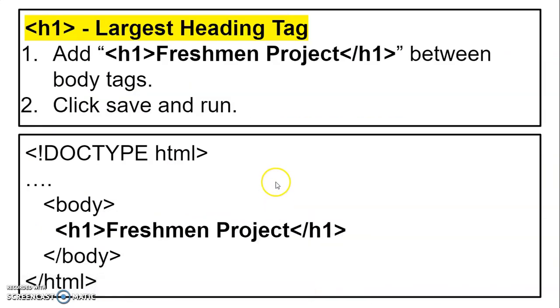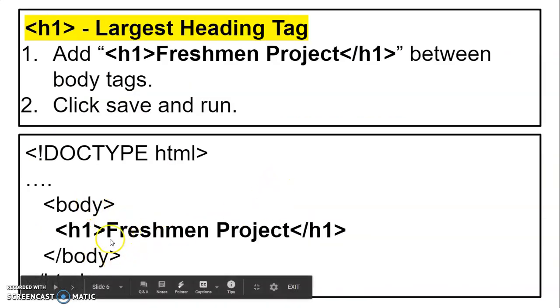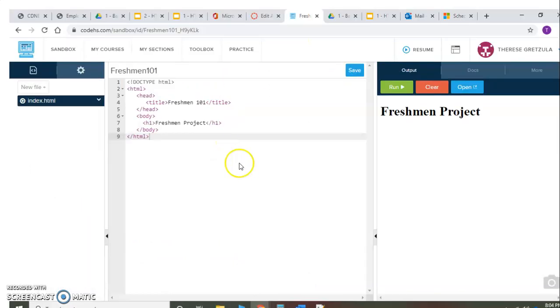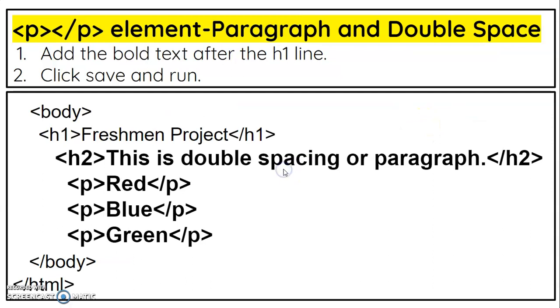All right, so now we're going to add that. So between the body tags, you're going to add this line. It's an H1 line. It has an opening and a closing tag, and it's going to say Freshman Projects, and that's a 1. So you're adding H1 Freshman Projects between the body tags, then save it and run it. And this is what it should look like. There's my H1 line, and then I saved it and then ran it. Looks nice.